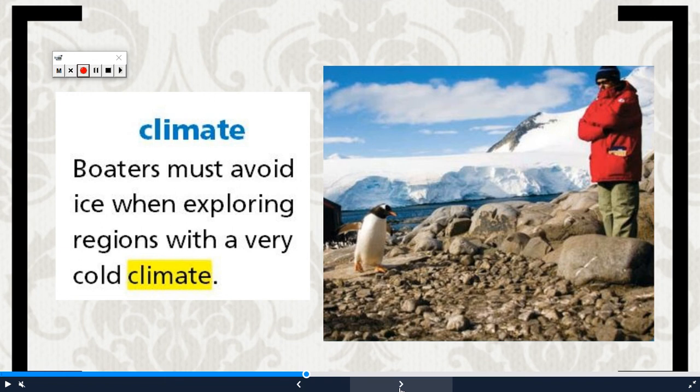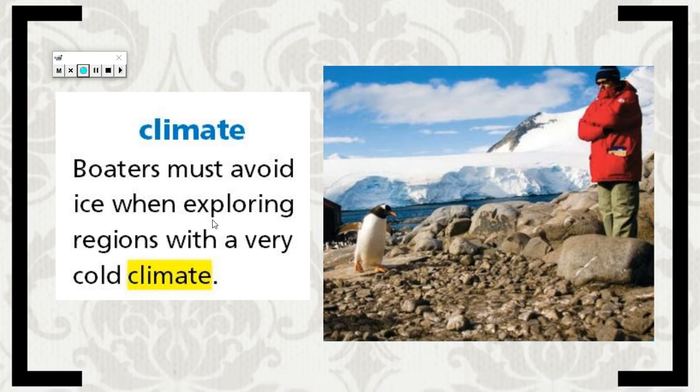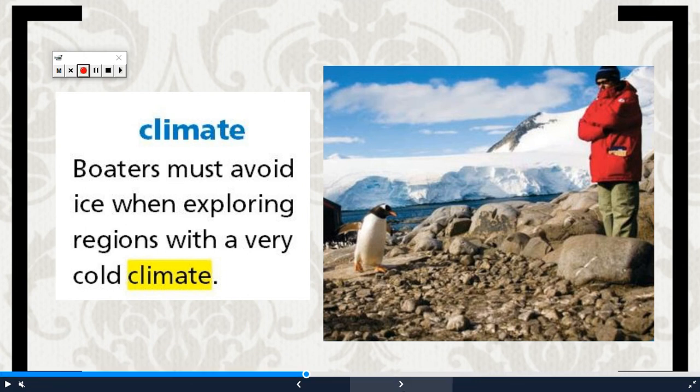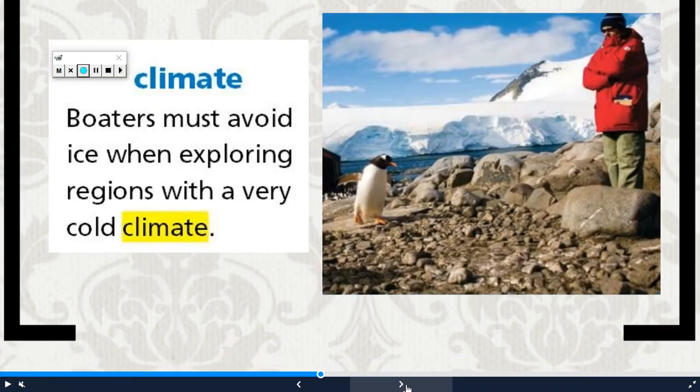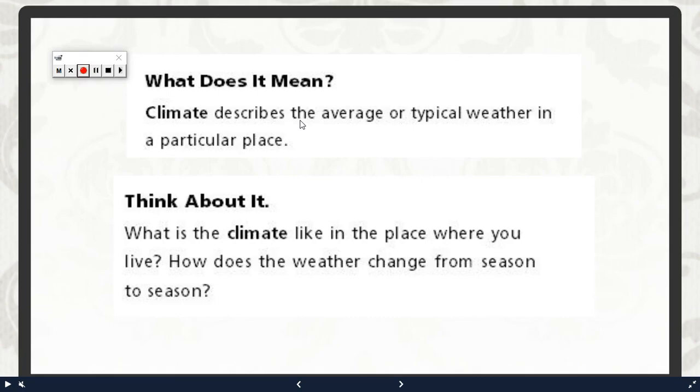Climate. We know climate before we took it in science, really. So climate is a kind of weather. Hikers must avoid ice when exploring regions with a very cold climate. Yes. So climate describes the average or typical weather in a particular place. Think about it. What is climate like in the place where you live?